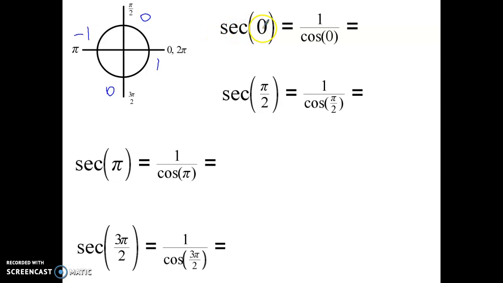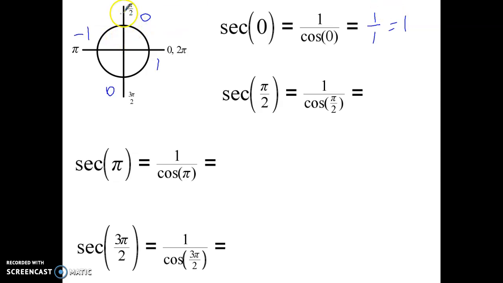Okay, so let's come over here and let's substitute those in. So the secant of 0. Well, secant is the reciprocal of cosine. Reciprocal means 1 over something. And the cosine of 0, right here, that coordinate was 1. So I have 1 over 1, which equals 1. So the secant of 0 is 1, exactly like the cosine of 0 is 1, because 1 is its own reciprocal. It doesn't change when you take the reciprocal.